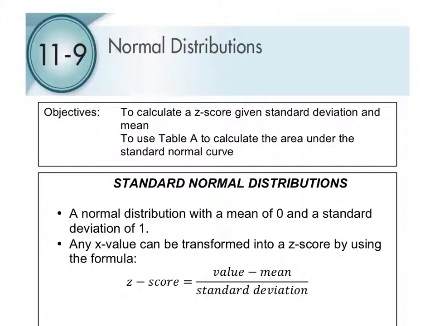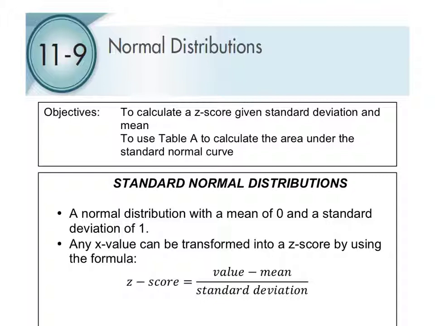This is section 11.9. It's also 5.1 and 5.2. You'll see it labeled as 5.1 and 5.2. And it talks about standard normal distributions. Now, we talked about normal distributions yesterday, and we're going to talk today about standard normal distributions. What standard normal distributions are going to do is put everything on an equal playing field, no matter how different their data is.